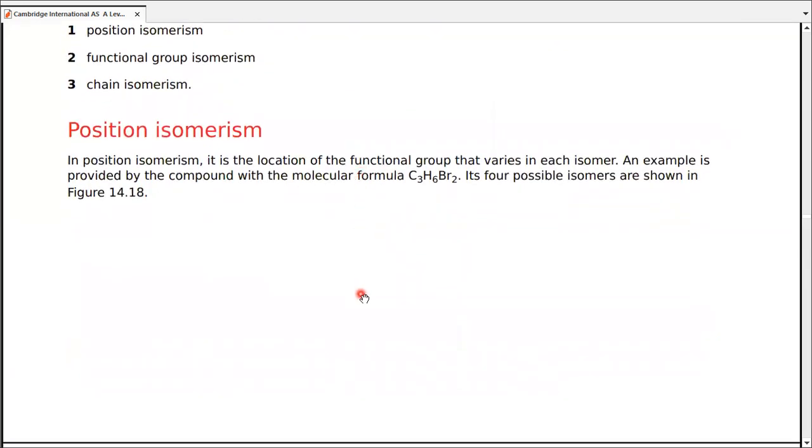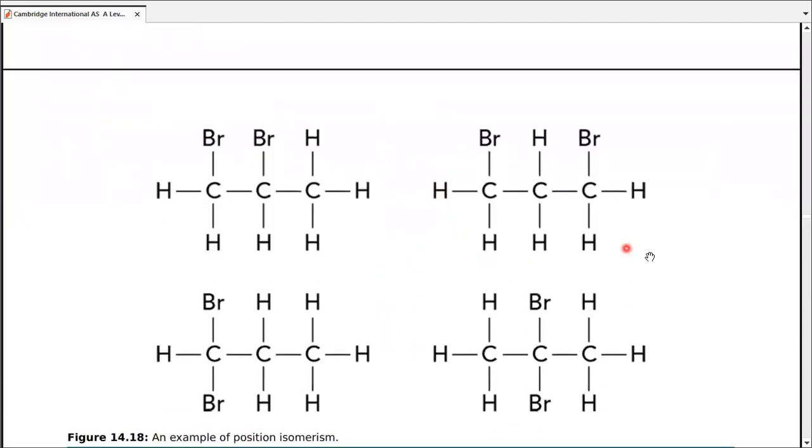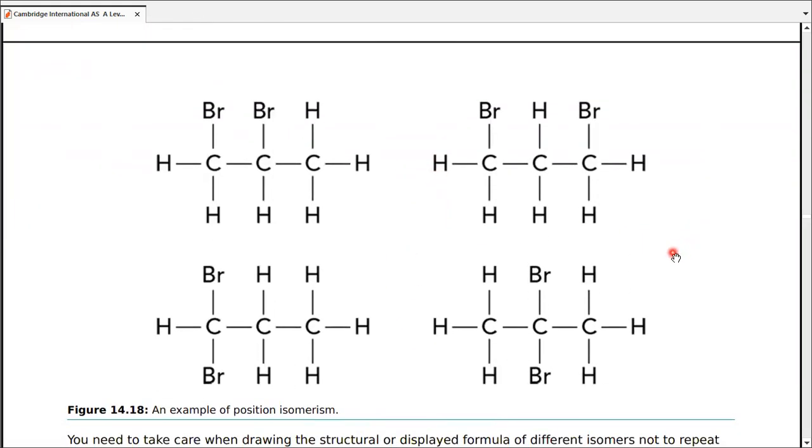Position isomerism. It's very simple. The location of the functional group varies in each isomer. And that's pretty simple. Take a look at these examples. This is an example of position isomerism. All of them are, if you look at them, C3H6Br2.